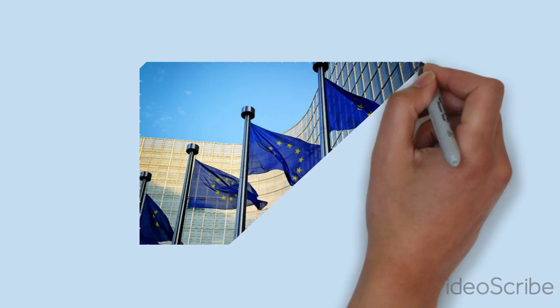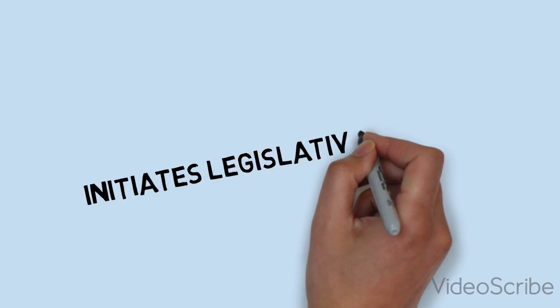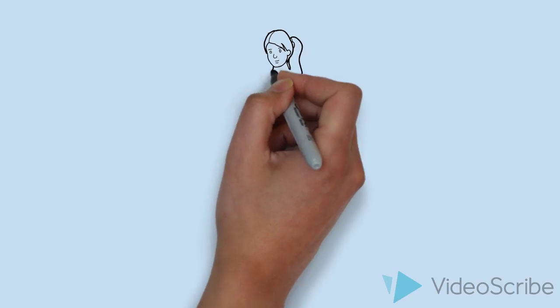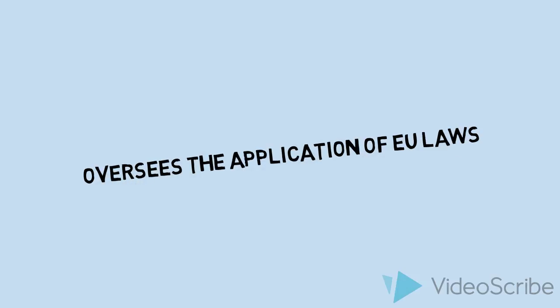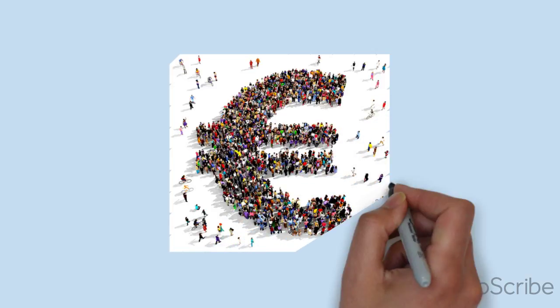The Commission is the executive body of the European Union, which initiates the legislative process by proposing laws to the Council of the European Union and the European Parliament. It is composed of one commissioner from each member state. It also oversees the application of EU laws. It is known as the guardian of treaties and represents the EU as a whole.